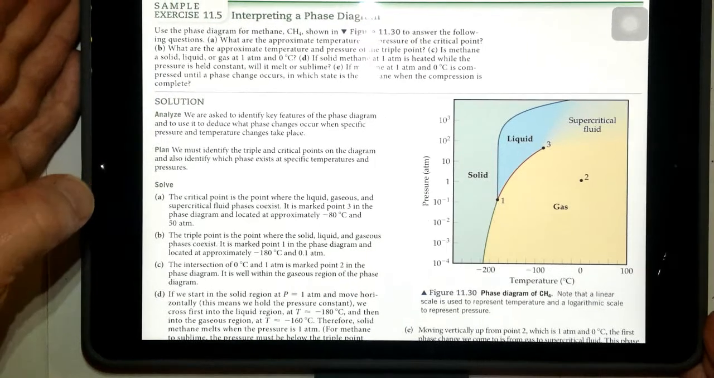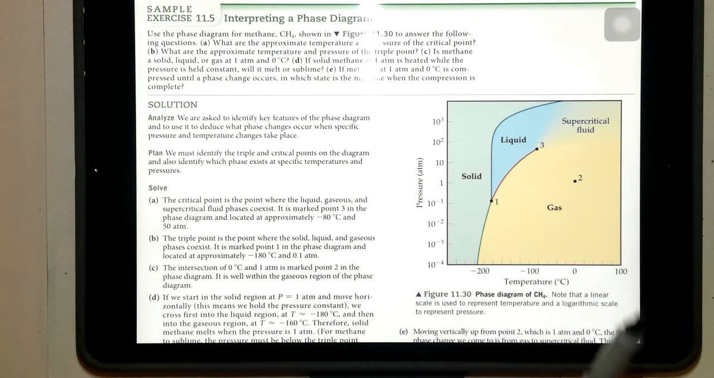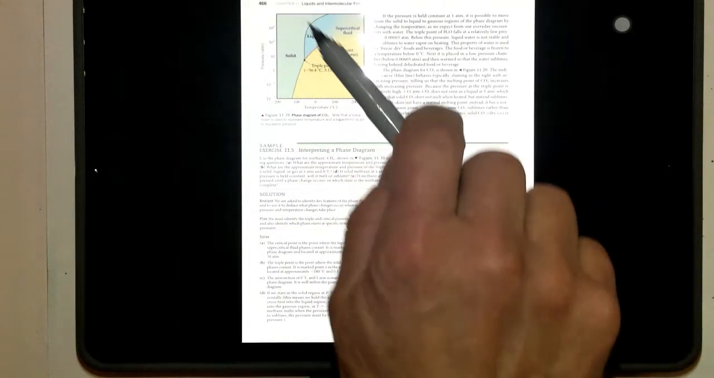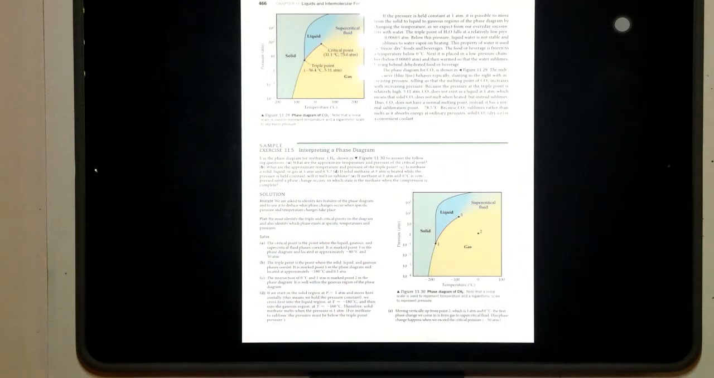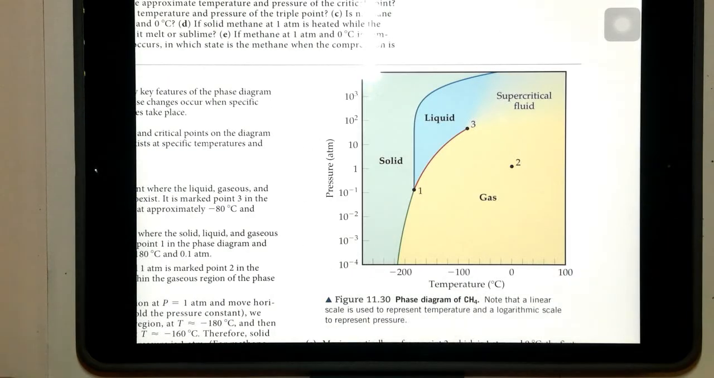All right, so those are some examples of the types of questions you should be able to answer by interpreting a phase diagram and becoming familiar just with what the lines are and where the solid, liquid, and gas pieces are, and then knowing definitions like boiling point. That's when the vapor pressure is equal to the atmospheric pressure. That can help you along the way in interpreting these diagrams and being able to tell where something is supercritical, a solid, a liquid, or a gas.